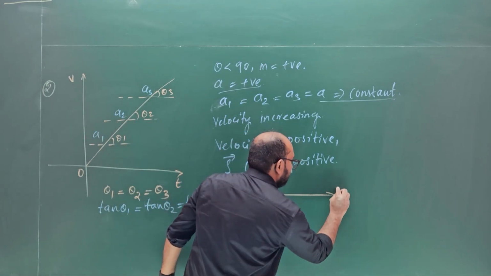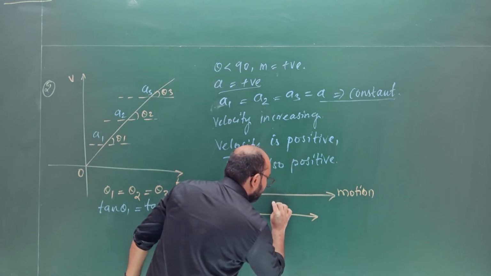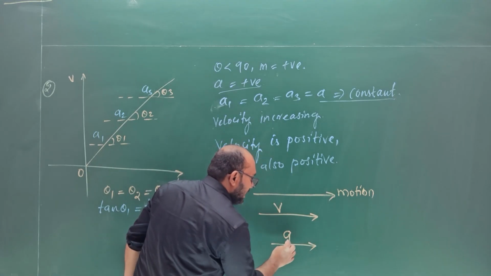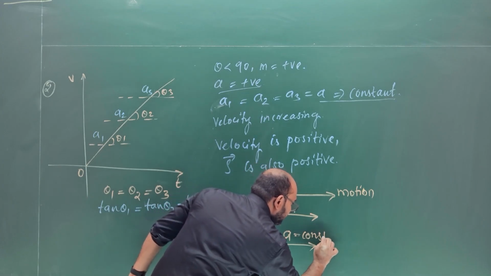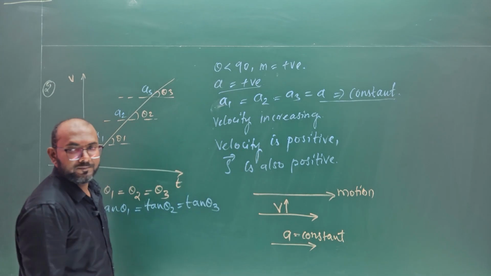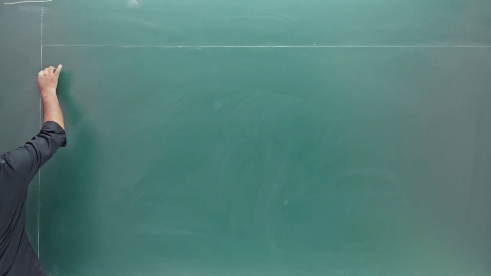Body's motion is in this direction, velocity is in this direction, acceleration is also in this direction. Acceleration is constant and velocity is increasing. Okay, right on. Okay, shall I now? Let's move to the third one.